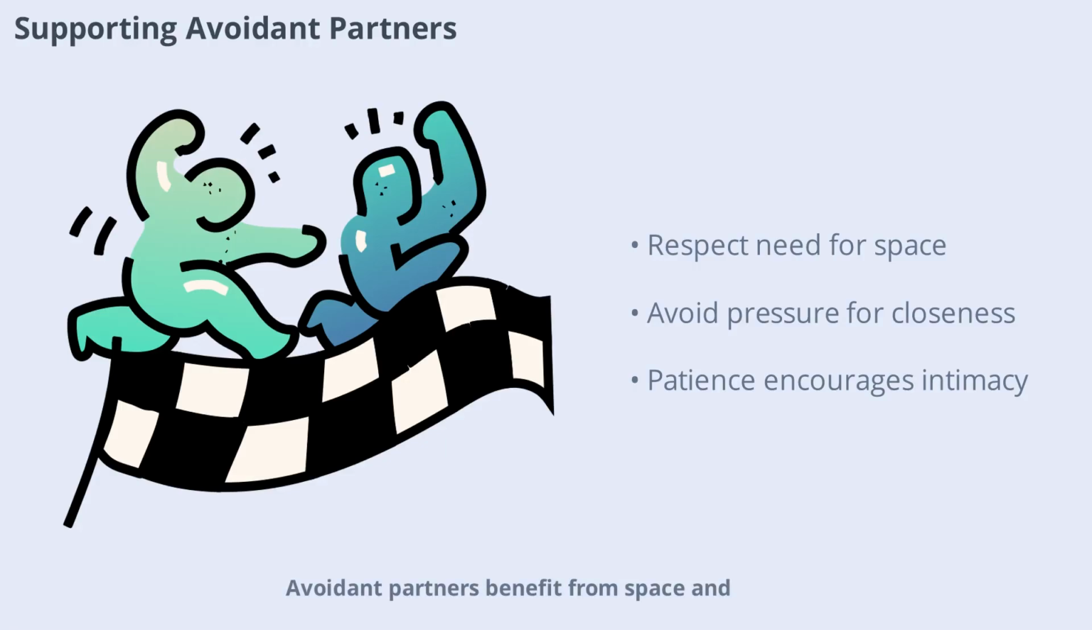Avoidant partners benefit from space and respect for their need for independence. Avoid pushing for too much closeness too quickly. Instead, create an environment where they feel safe to open up at their own pace. Patience and understanding are key to helping avoidant individuals feel comfortable in intimacy.